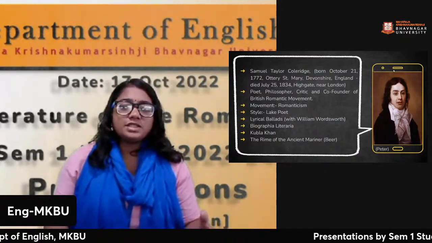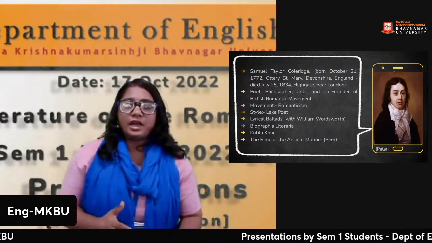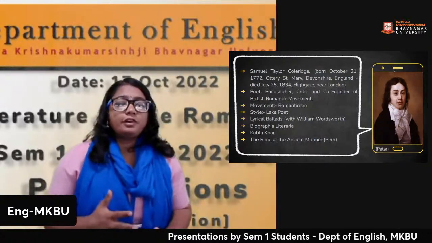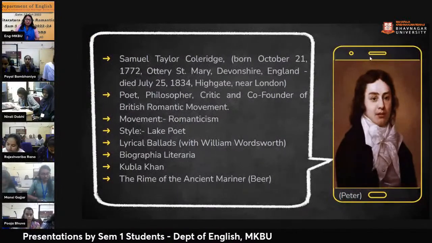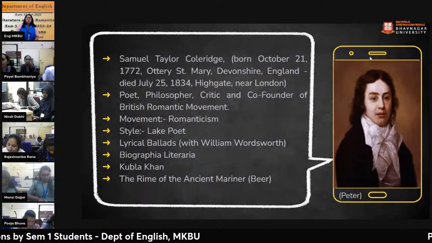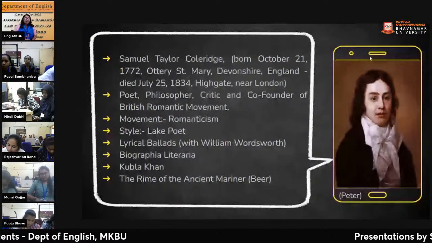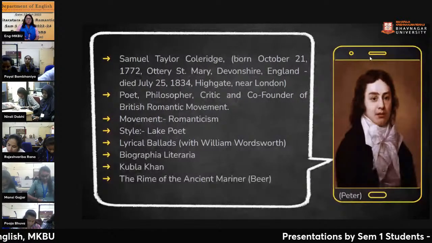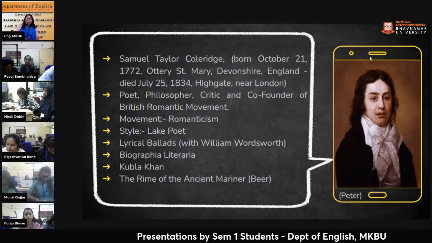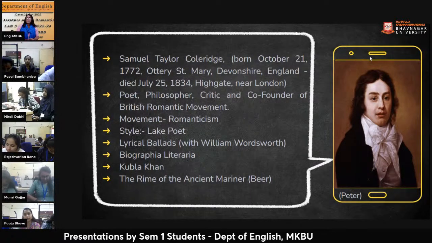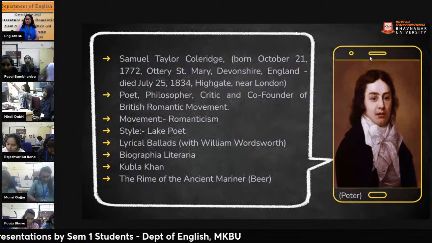He was born in 1772 and died in 1834. He was a poet, philosopher, critic, and also co-founder of the British Romantic movement. He was a romantic poet and also known as a lake poet. He published his best work, Lyrical Ballads, with William Wordsworth, and other works, Biographia Literaria, Kubla Khan, and Rime of the Ancient Mariner are the best works of him.